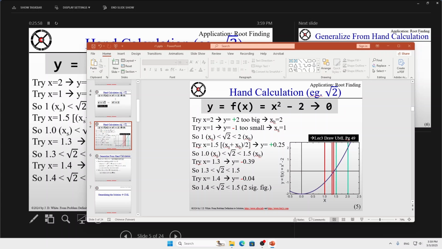We then calculated a number here. So our next step after that was to do this calculation to find another value of x to test. We calculated the number halfway between, and then we calculated y. y equals x squared minus 2.